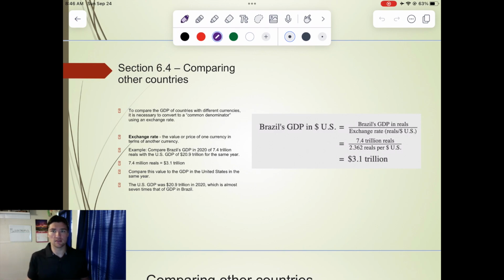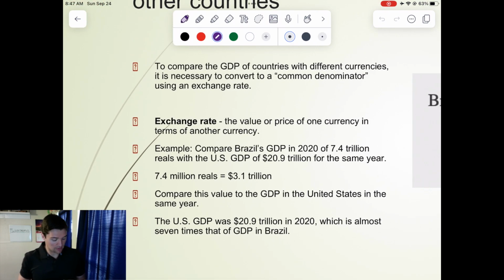The exchange rate is basically going to take that currency in another country, let's say Brazil, and exchange it to where, if that was in US dollars, how much would that be? Okay. So to compare the GDP of different countries with different currencies, it is necessary to convert to a common denominator using the exchange rate. Since we know what the US dollar is, we can just translate that Brazilian real into United States dollars, so that way we know how much GDP Brazil has.